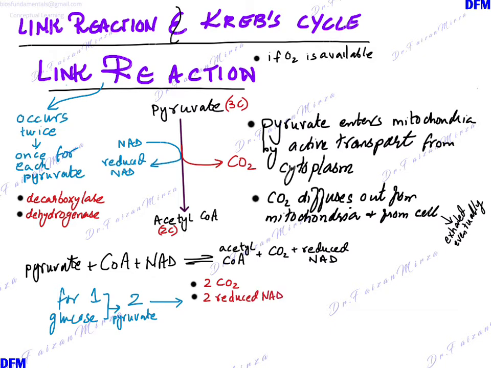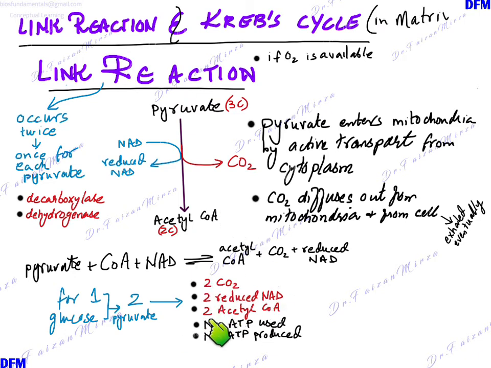So we multiply the whole reaction by 2. One pyruvate ends up producing these compounds, so if you multiply this by 2, the overall product for one glucose molecule is 2 carbon dioxide molecules, 2 reduced NAD, 2 acetyl-CoA, with no ATP used up and no ATP produced. This all occurs in the matrix of the mitochondria.